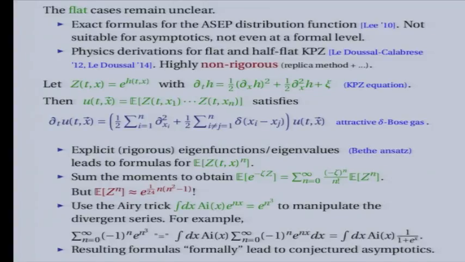Now, what I am interested in is the following fact. If I take this Z, which satisfies the stochastic heat equation, and I look at the moments of this Z and call that function u, then this function satisfies this equation. This is not exactly well posed, there's a delta function here, but one can make sense of this. This is called the attractive delta Bose gas. Basically I have a Laplacian, and then I have this interaction term here.